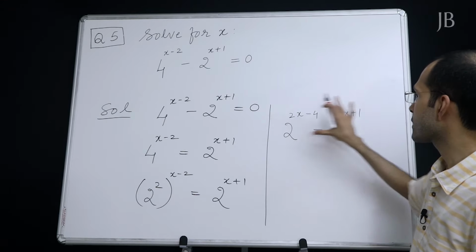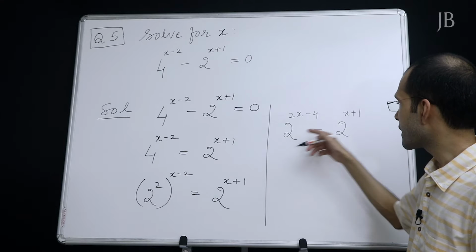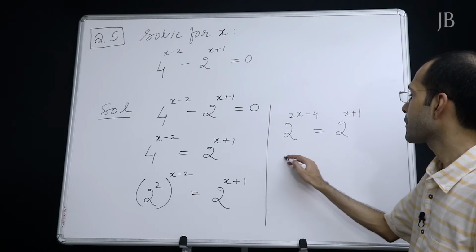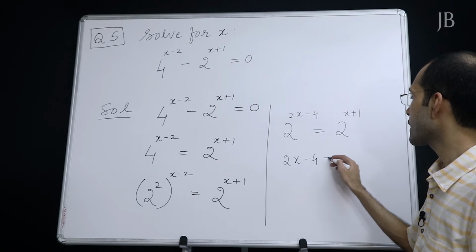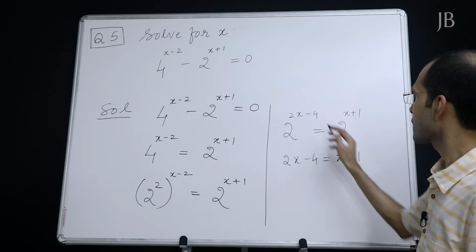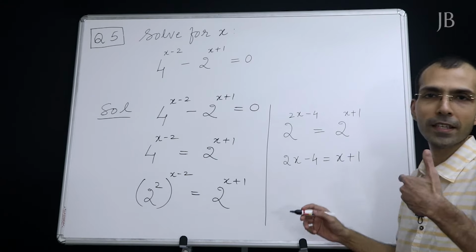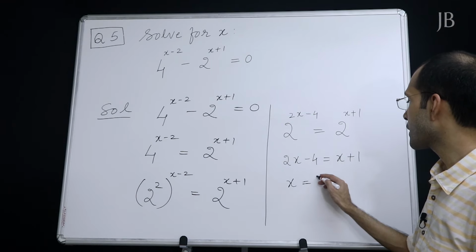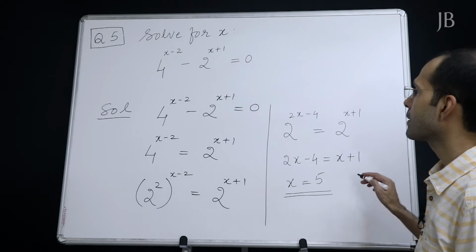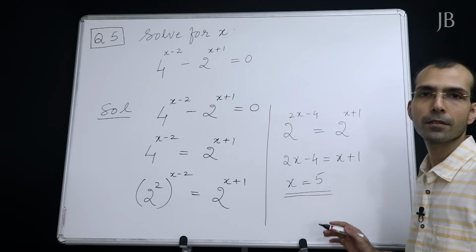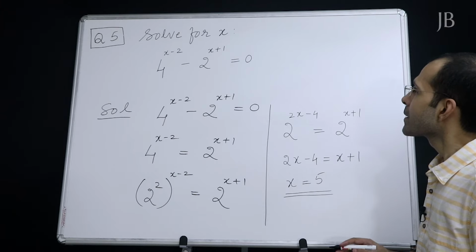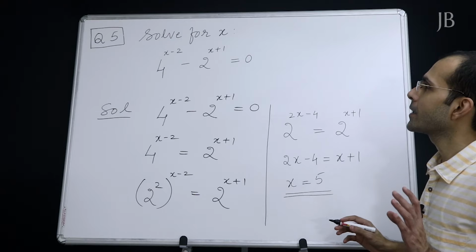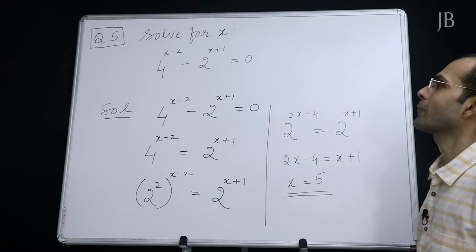Okay, this is nice. Now the two things are equal, bases are same, so we can equate the powers. So 2x minus 4 equals x plus 1. Bases are same, so powers can be equated. Now transpose this, so x will be 1 plus 4, so x will be 5. Isn't this quite simple? So the value of x which satisfies this equation is 5. And this completes question number 5.